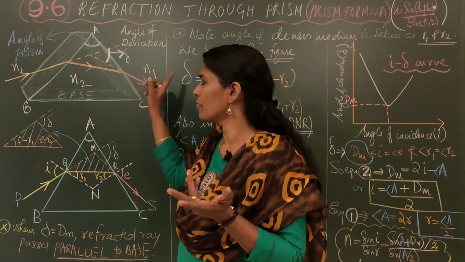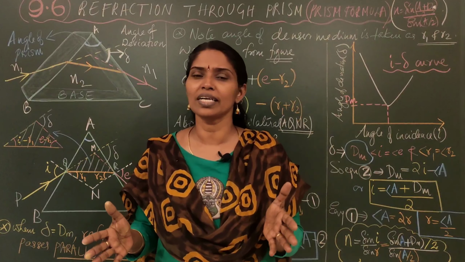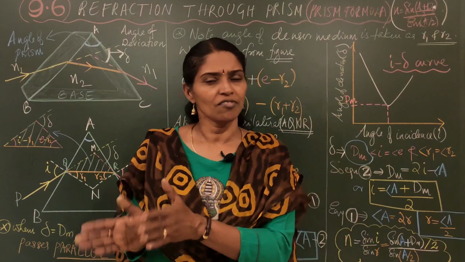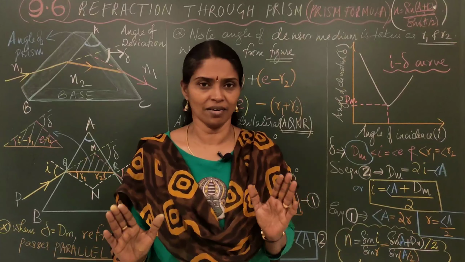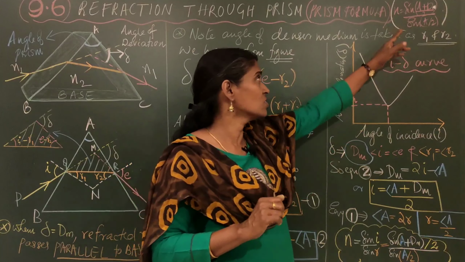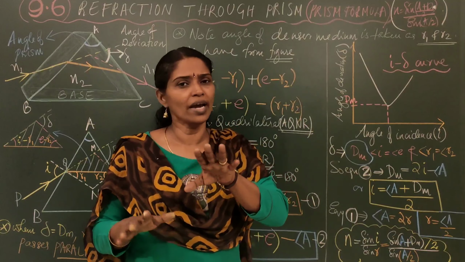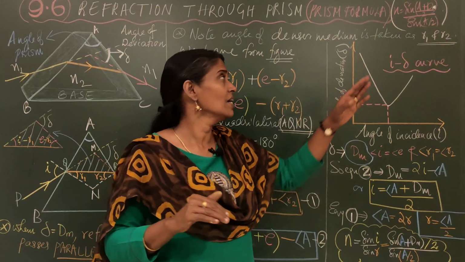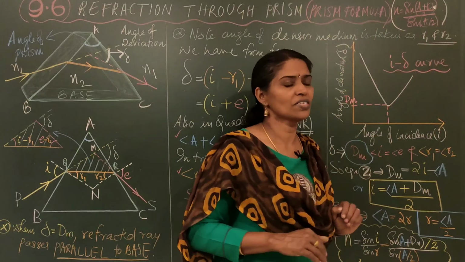So N2 upon N1, that is N21, is simply written as N, because the first medium is air and you need not say absolute, as you know the absolute refractive index term. Therefore, this is N21, N2 with respect to air, so you need not say anything more. The refractive index of glass will be sin of (A plus Dm by 2) divided by sin of A by 2.